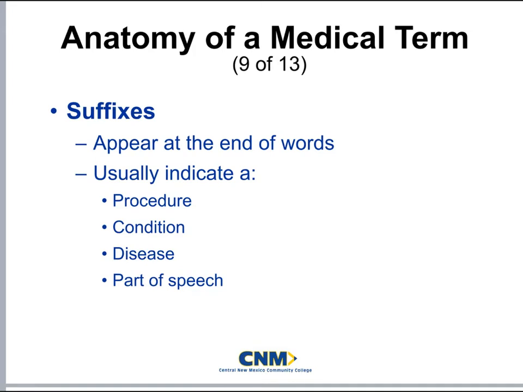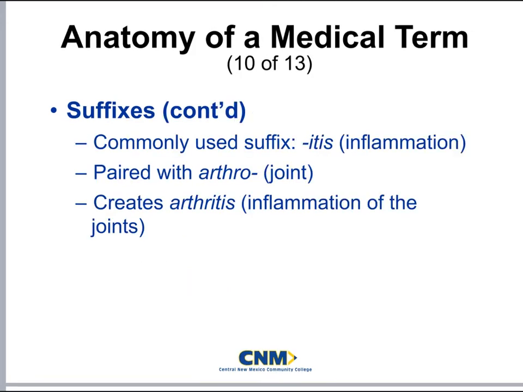Suffixes appear at the end of words, and they usually indicate a procedure, a condition, a disease, or a part of speech. Look at an example. So a commonly used suffix here is itis, which means inflammation. If you pair that with a root word, arthro, that means joint, and you say arthritis, that means inflammation of the joints.